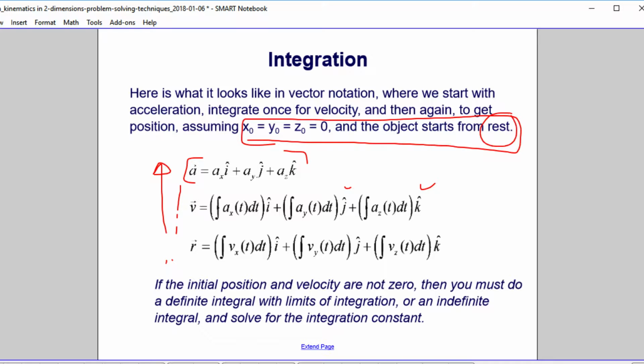Okay, so if I started the velocity at 1 meter per second and went to 5 meters per second, you would have a 1 here and a 5 over here. And you would have that for each one of them because the time would be the same in each direction. So that would be a definite integral where you're given the time limits. If you're not, then you do an indefinite integral and you solve for the integration constant.